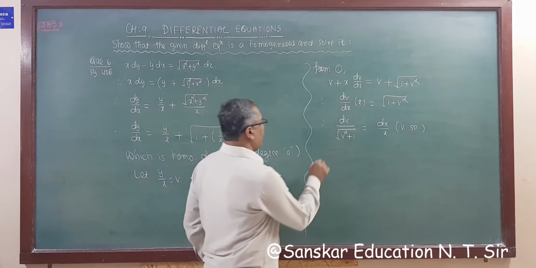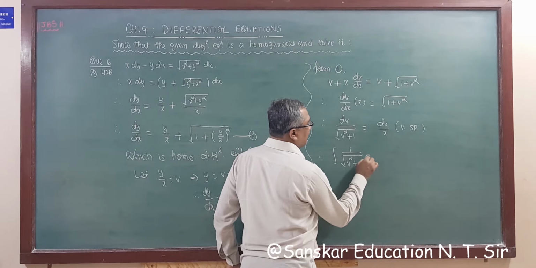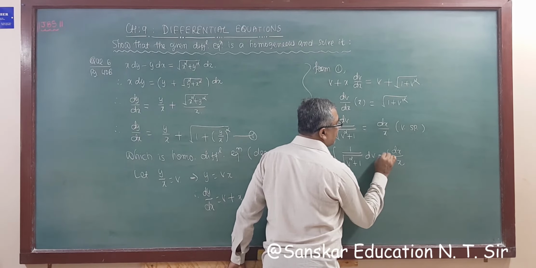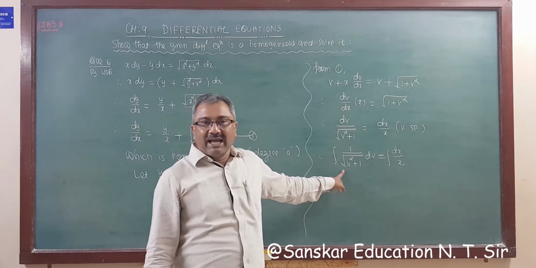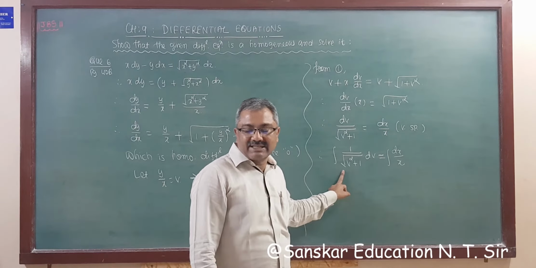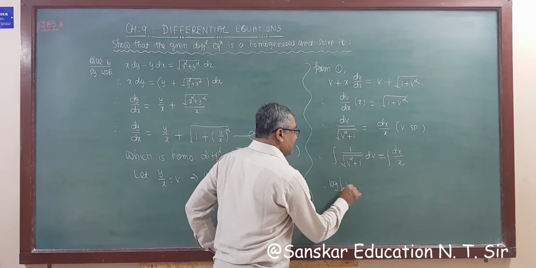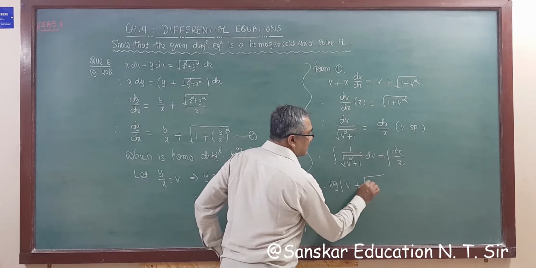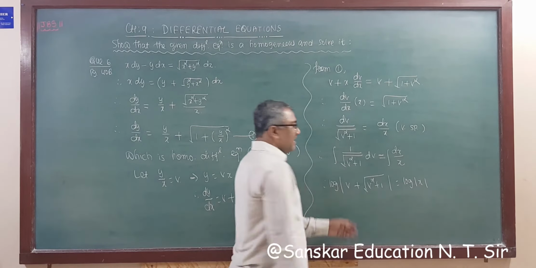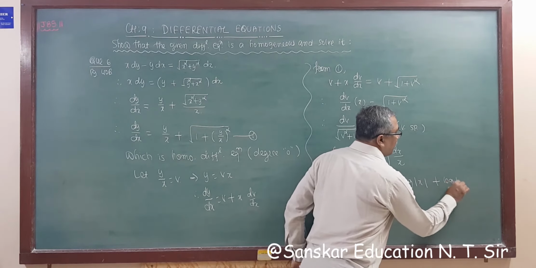So integrating, what do we get? Integrating 1 upon under root v square plus 1 dv is equal to integration dx upon x, right? So now, 1 upon under root x square plus a square, what is the answer? The answer is log mod, right? So log mod of v plus under root v square plus 1 is equal to log mod x. This is log, this is log, so we have to write log mod c, so plus log mod c.